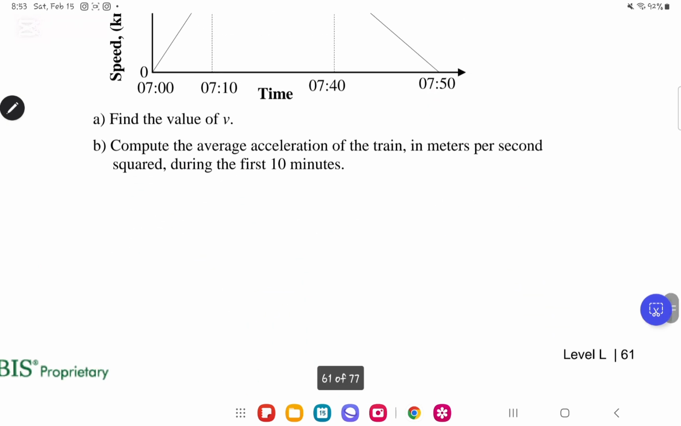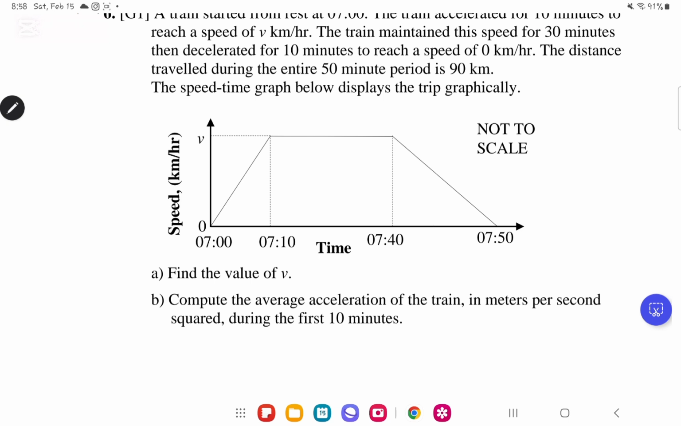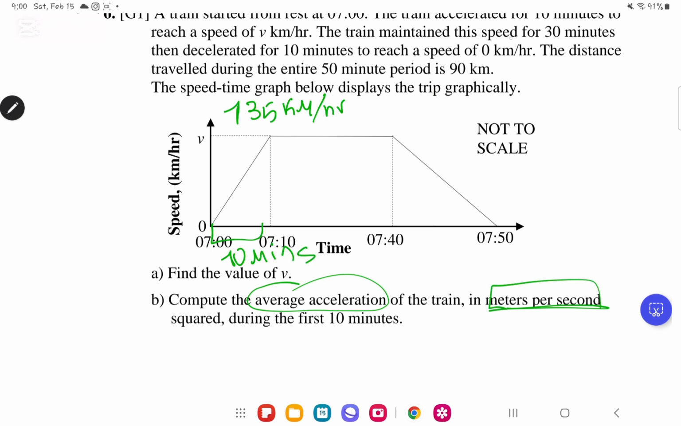We move on to part B. Now for part B, they asked to compute the average acceleration of the train in meters per second squared during the first 10 minutes. So we have that it is 135 kilometers per hour, and that the difference in time is 10 minutes. Now pay attention, they asked it for us in meters per second, so we're going to change each one, the 10 minutes by itself and the 135 kilometers per hour by itself.